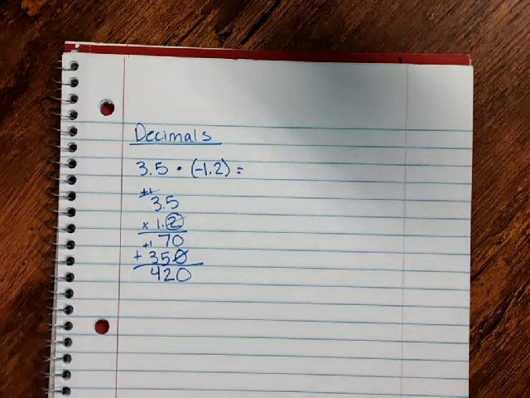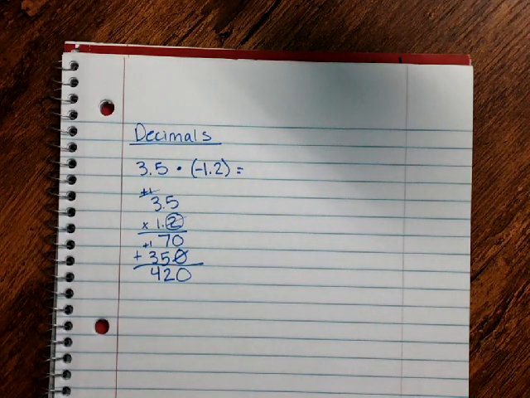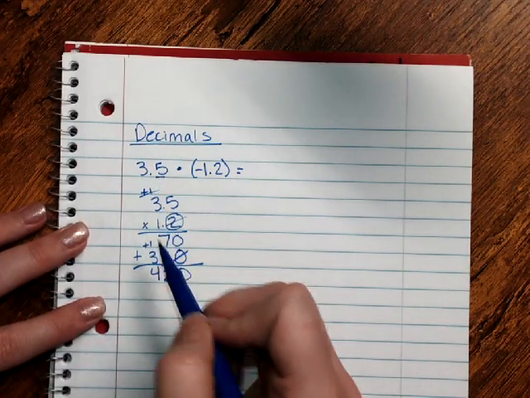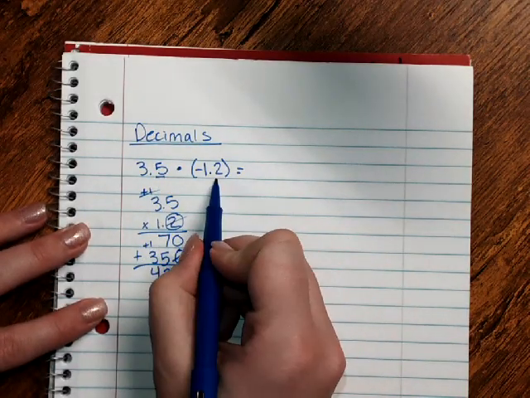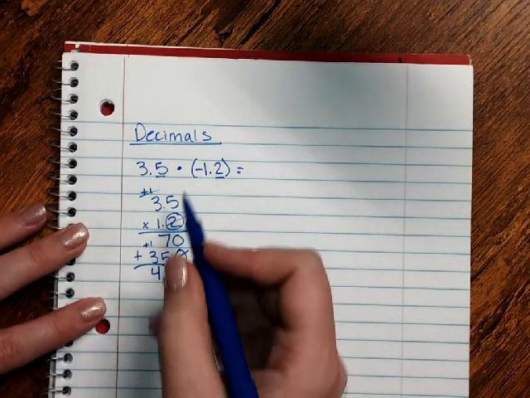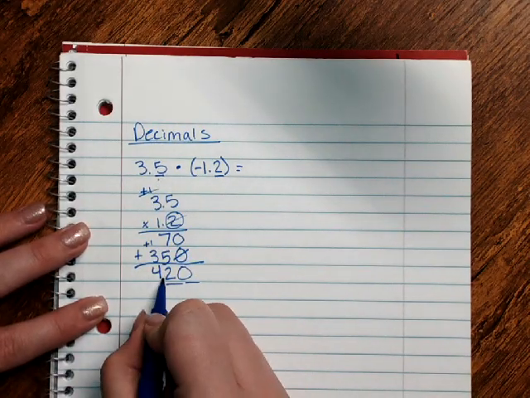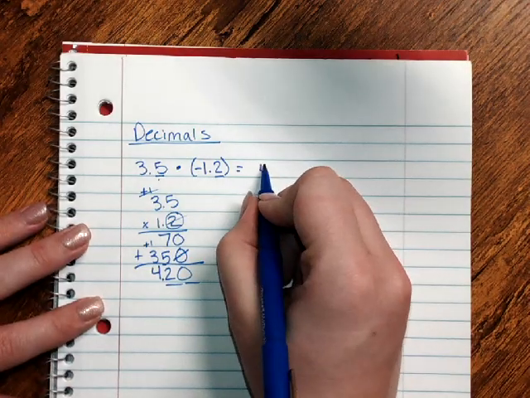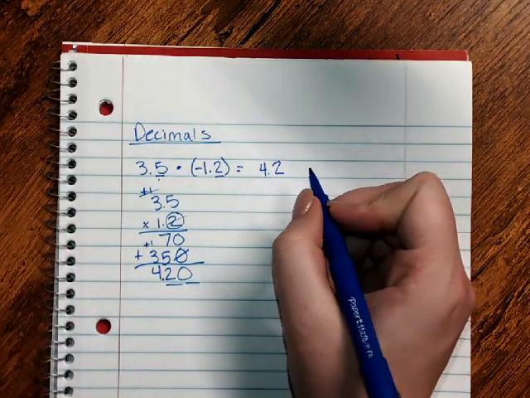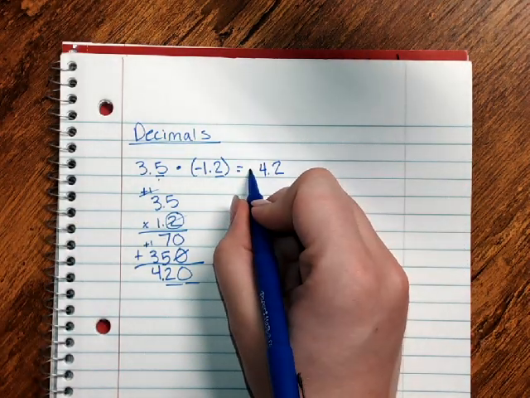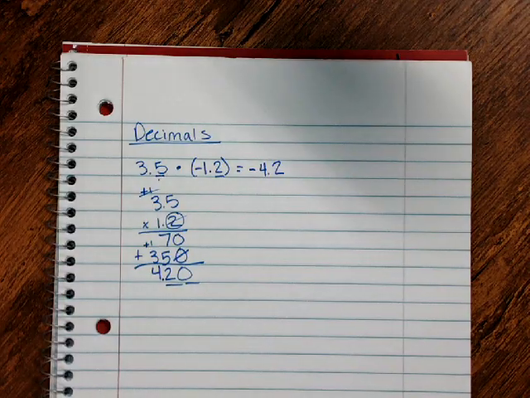Okay. Now remember the decimal placement. This number has one digit after the decimal. This number has one digit after the decimal. So we have one digit plus one digit, so the answer should have two digits. So my answer is 4.2. However, it is going to be negative because the signs are different.